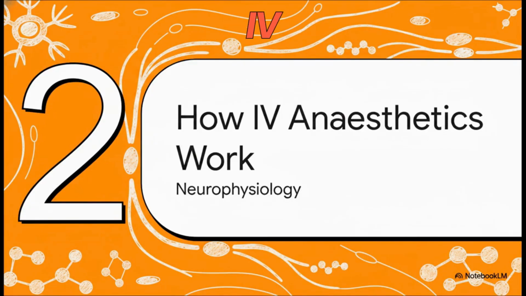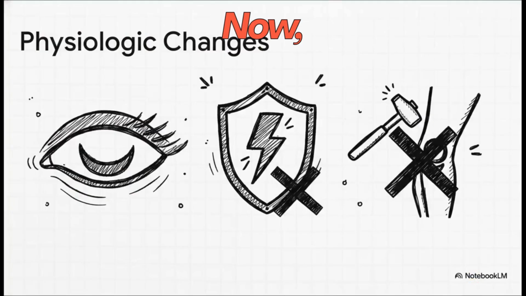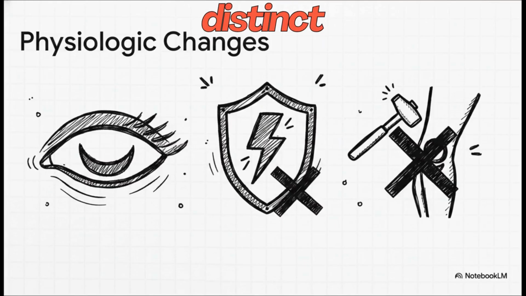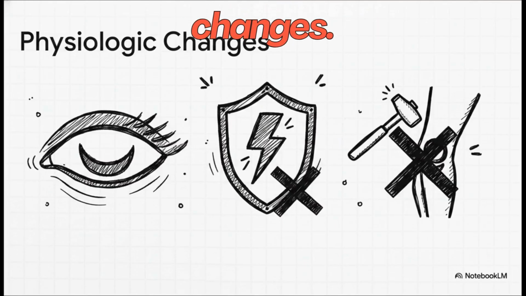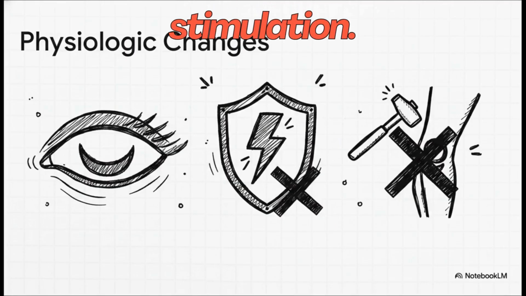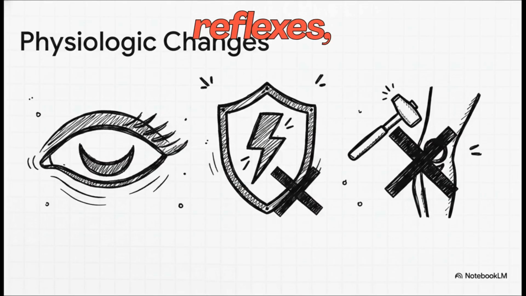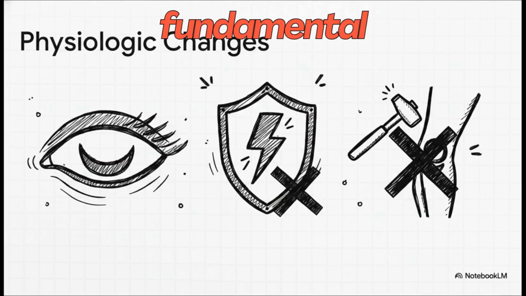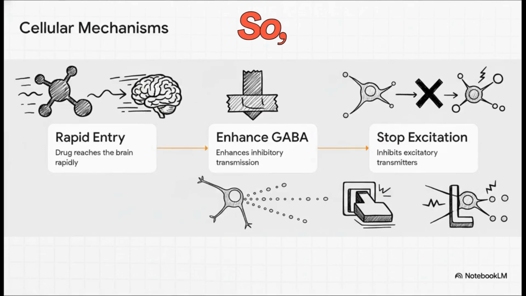Section 2. How IV anesthetics work. Now, if you want maximum points on your long answer, you need to state exactly what anesthesia means physiologically. It's not just going to sleep. It involves 3 specific, distinct neurophysiological changes. First, unconsciousness. Second, a total loss of response to painful stimulation. And third, the loss of reflexes, and that means both motor and autonomic reflexes. Deliver these 3 points super clearly in your exam, and you've instantly proven you understand the fundamental goals of the anesthetist. So the crucial question is, how do the cells actually make this happen?